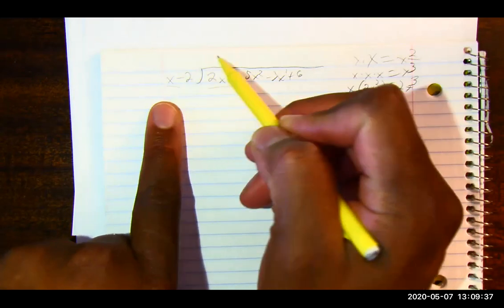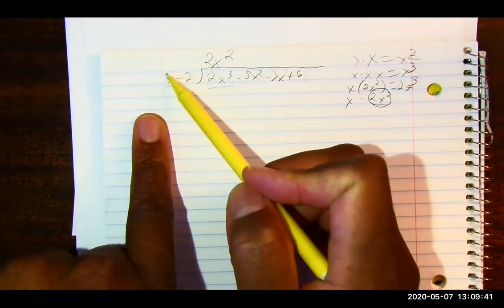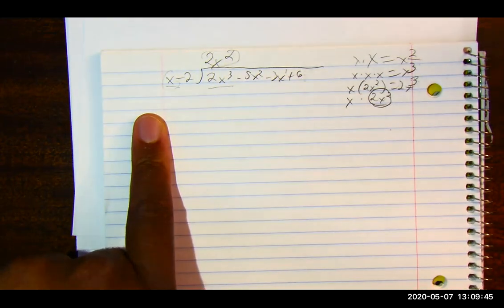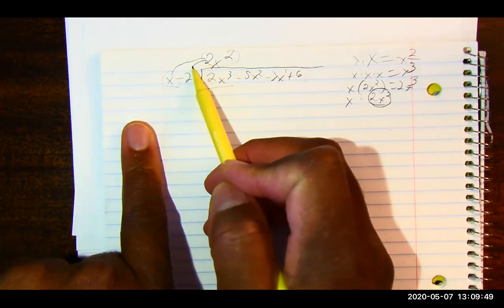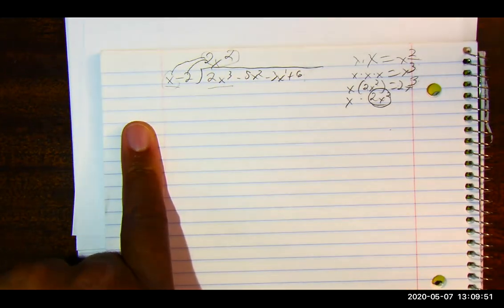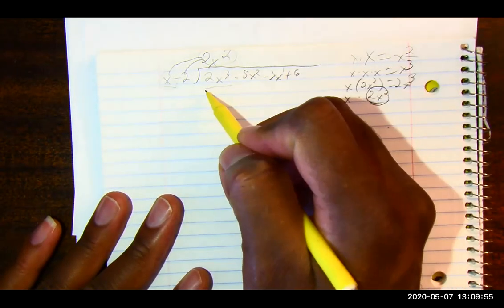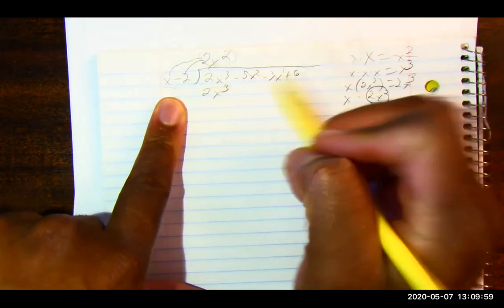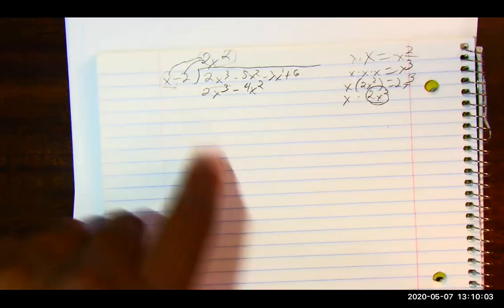So what I'm going to put here is 2x squared. Whatever we have to multiply this by to get that is what goes up here. And then we multiply this by the x and this by that minus 2. So x times 2x squared is 2x cubed. Negative 2 times 2x squared, so that's minus 4x squared.